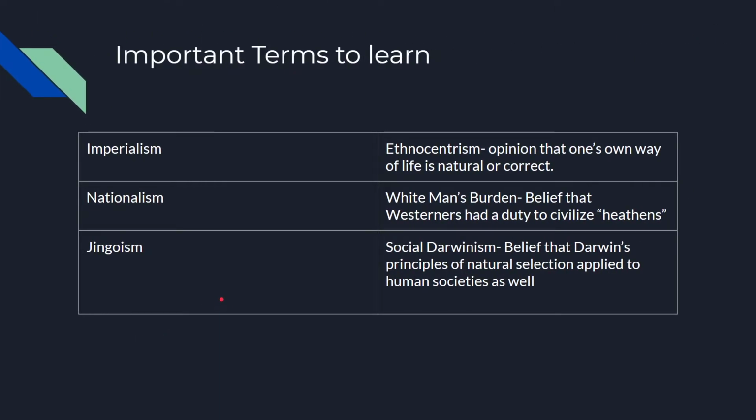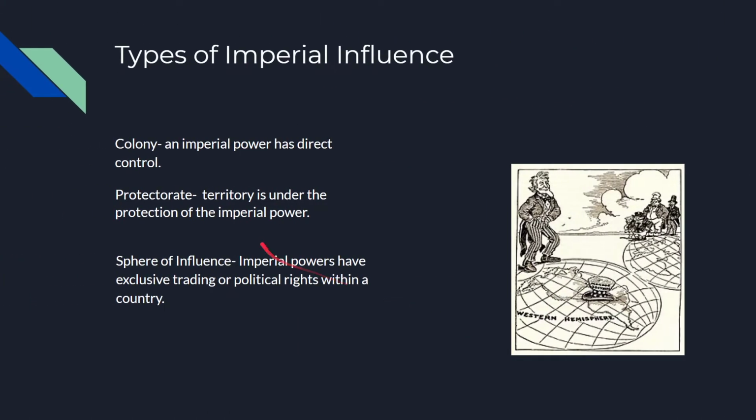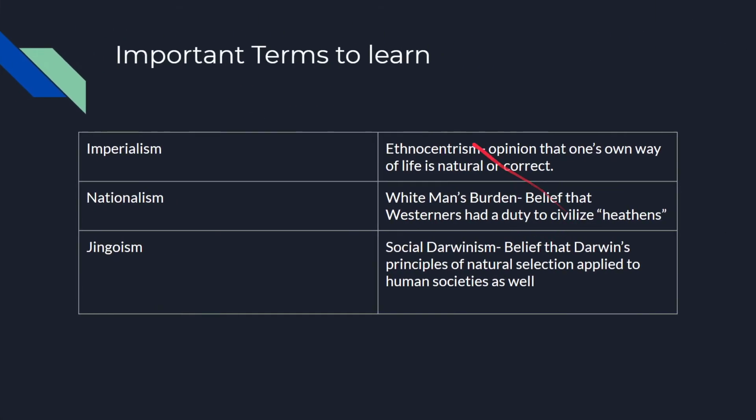So finally, let's wrap up what we talked about. Some words that you should define, and I left off the last three by accident, are imperialism, nationalism, jingoism, ethnocentrism, the white man's burden, social Darwinism, and finally the last three that I forgot on here: a colony, a protectorate, and a sphere of influence. You should be able to define all of these words by the end of this lesson.